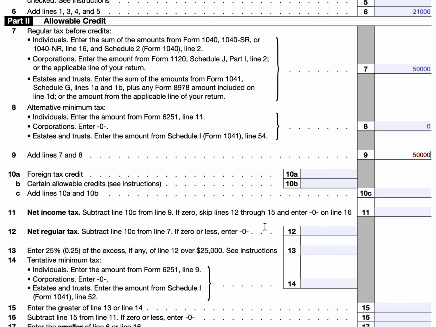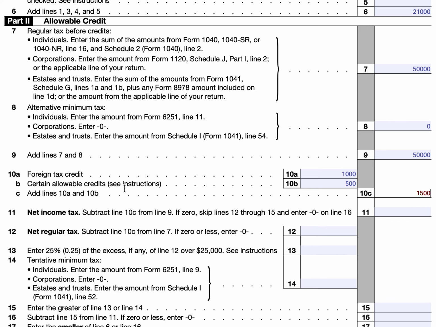In line 10A, we're going to enter any foreign tax credits that may have been claimed on the foreign tax credit form. Let's just say there's $1,000. For line 10B, there are certain allowable credits. So for individuals, this would be on line 19 of your Form 1040 and Schedule 3, lines 2 through 5, and line 7. So let's imagine that we found $500 worth of those credits. You would add those items up with a result of $1,500.